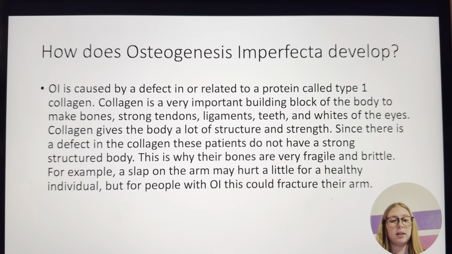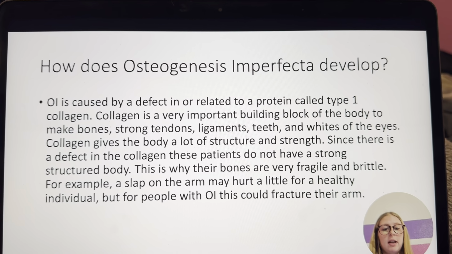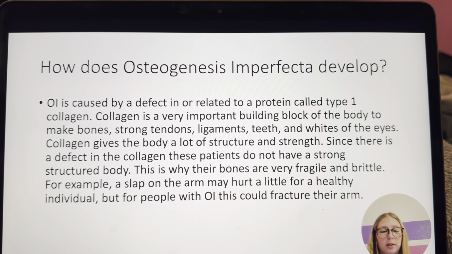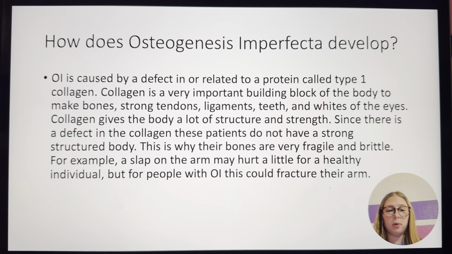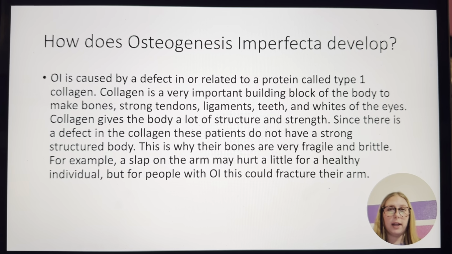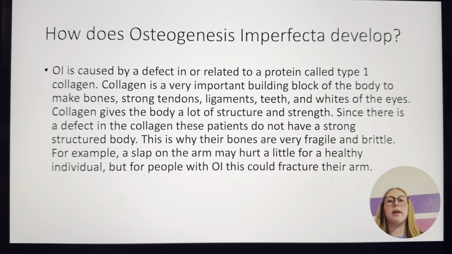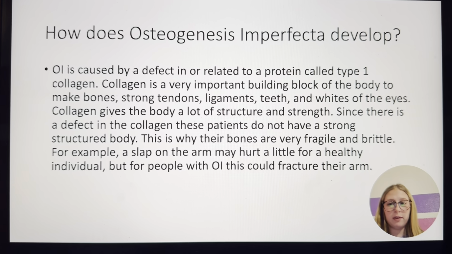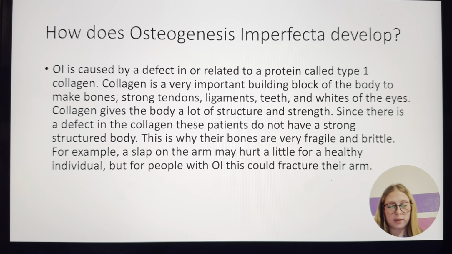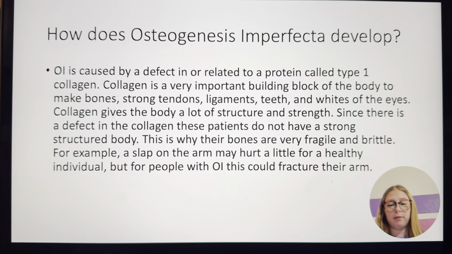Since there's a defect in the collagen, these patients do not have a strong, structured body, like I just said. This is why their bones are fragile and brittle. For example, a slap on the arm may hurt for a healthy individual, but for OI, that could fracture their arm. So this also leads to a ton of apprehension with movement for all these children. So they have to be very careful with all of their activities. Again, that all goes into what type they have.